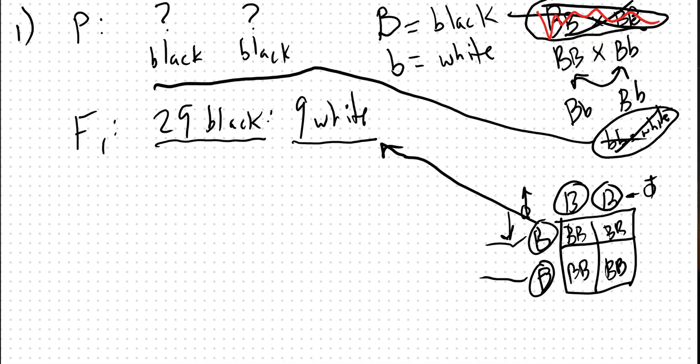All right. So the next one we could check is this, which is big B, big B times big B, little b. So we can go ahead and do a Punnett square for that.